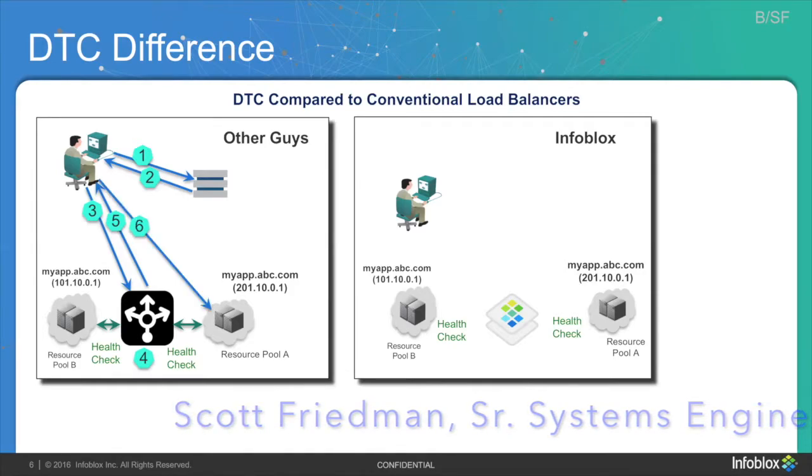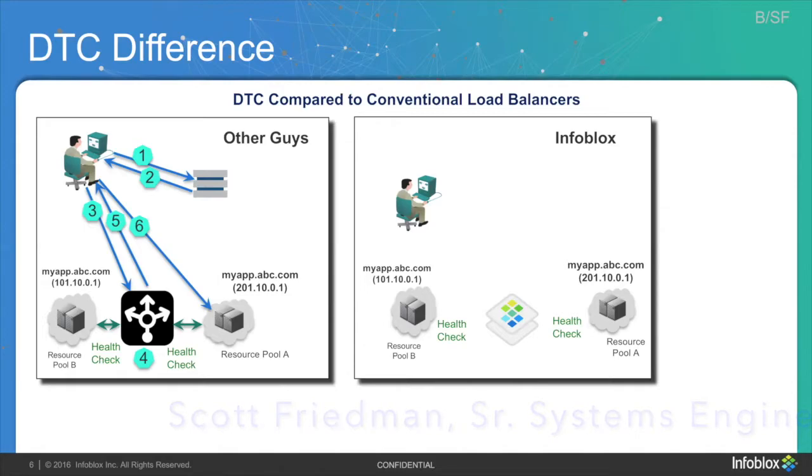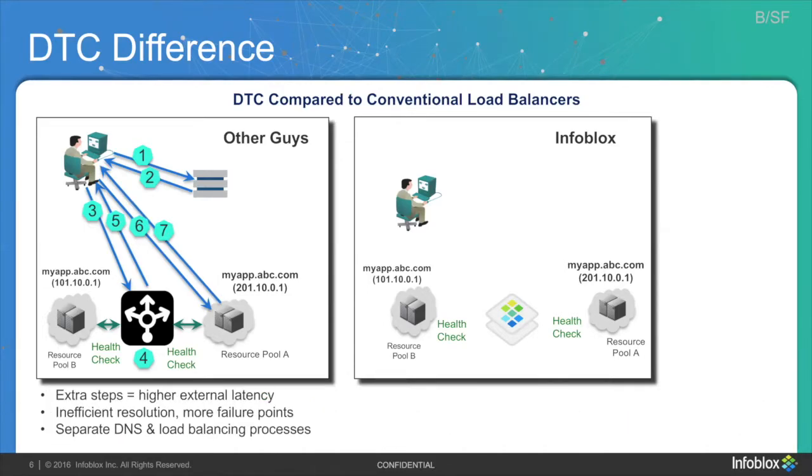And finally, once the client talks to the load balancer, the connection then has to go to the resource pool to get to that application. It's a lot of steps, and it's extra latency, and in this scenario, the DNS doesn't really know what's happening on the server side, because there's no correlation between the two.